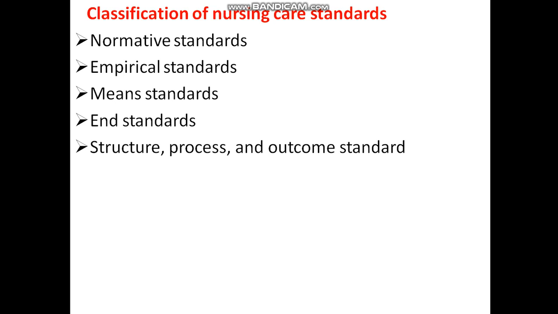Then fifth one is structure, process and outcome standard. These standards are formulated according to the nursing structure, process and outcome. Structure standards are related to framework, example, care providing system. Process standards describe the behavior of nurses at a desired level of performance, and outcome standards are descriptive statements of desired patient care results.